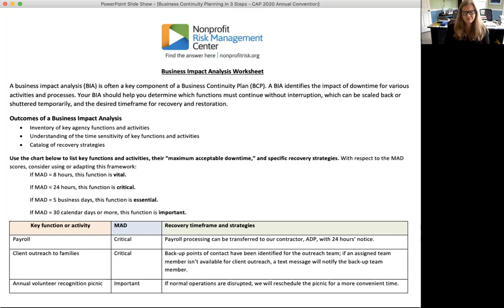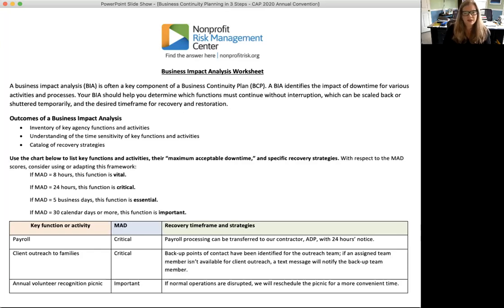And so in the middle of this worksheet, you'll see reference to maximum acceptable downtime. So that's a term in the BCP world. And what we've done is we've created 4 different groupings, right? So if the maximum acceptable downtime is 8 hours, then a function is vital. If that maximum acceptable downtime is 30 days, the function is important.